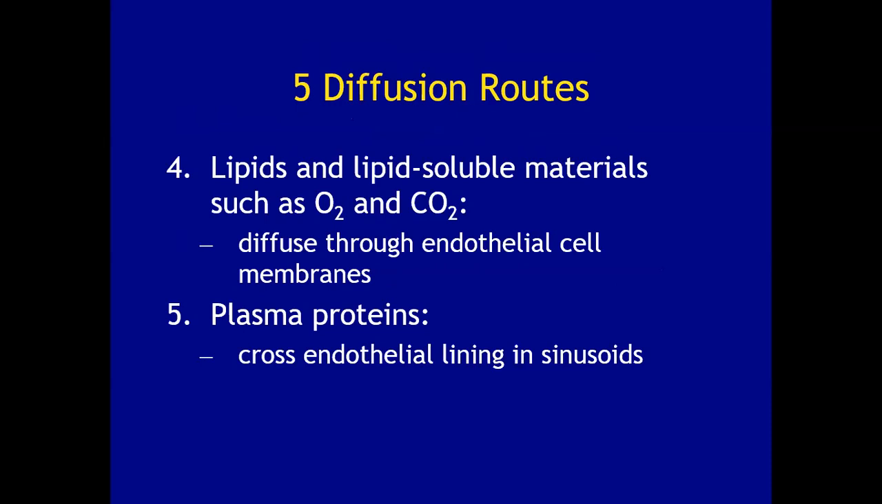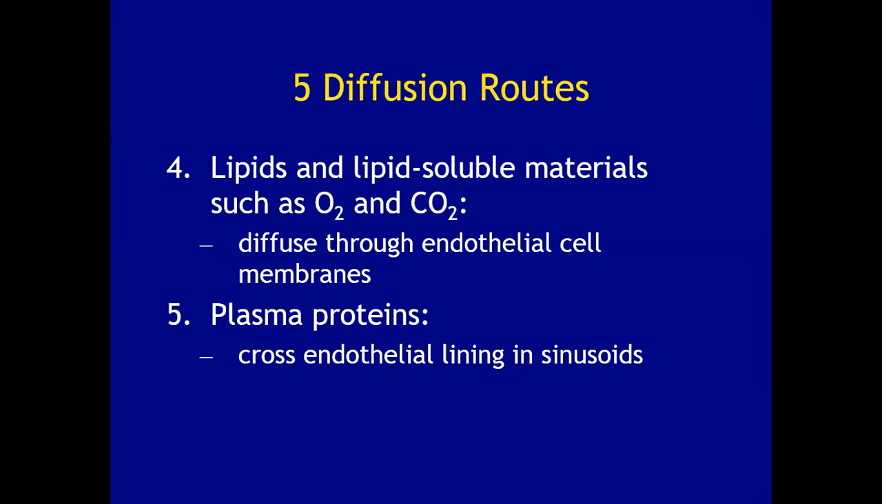And the last one, those plasma proteins can go through the sinusoids as well. These are big, okay? Plasma proteins, again, can diffuse into the bloodstream or out of the bloodstream depending on the size of this hole, okay? So plasma proteins are things that we're going to want to move in as well as move out, okay? So these are our 5 diffusion routes.